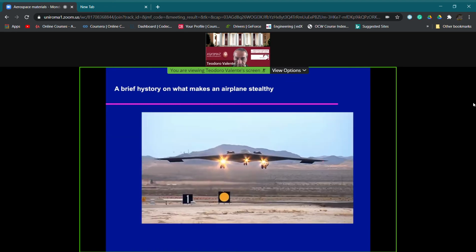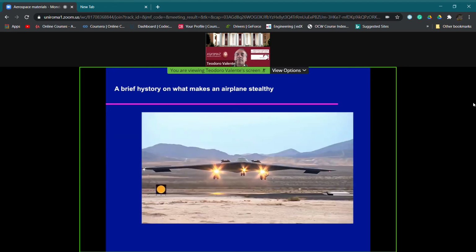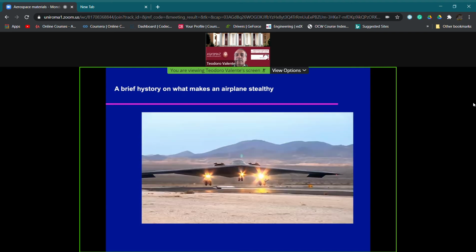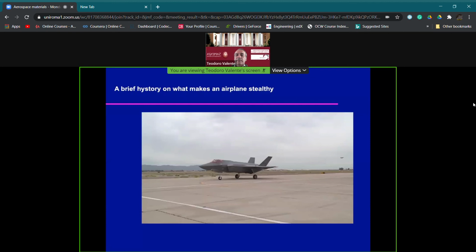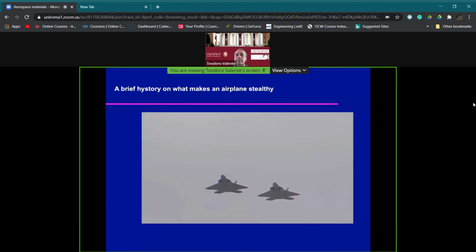Since then, the United States has relied heavily on stealth aircraft, including the B-2 Spirit, the F-22 Raptor, and now the F-35 Lightning, all of which exhibit some form of stealth capability.